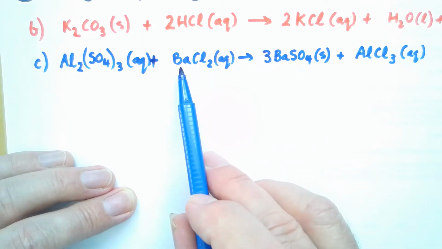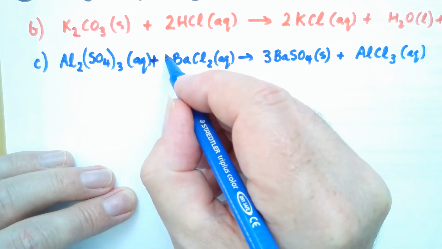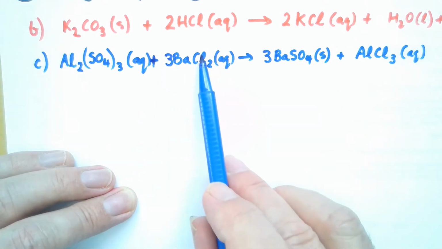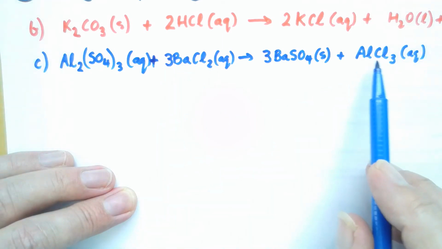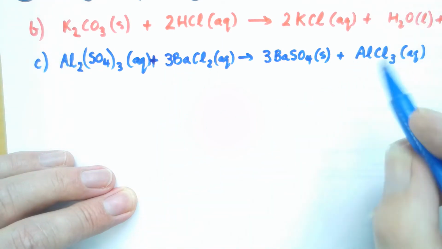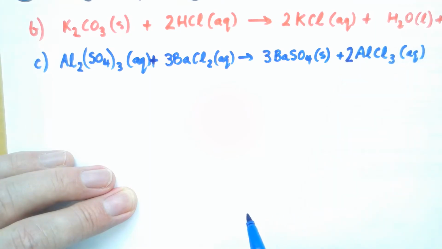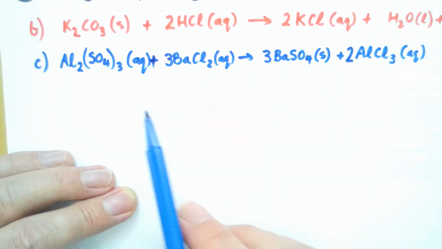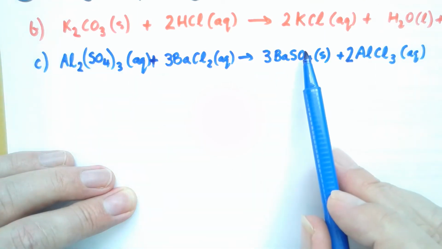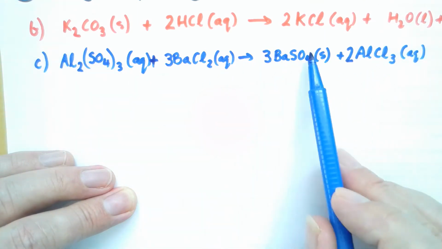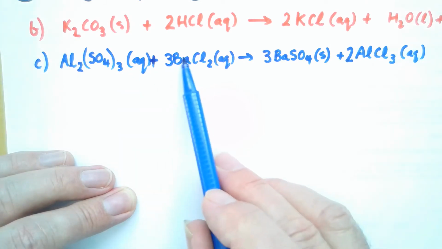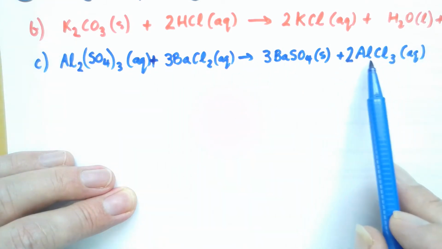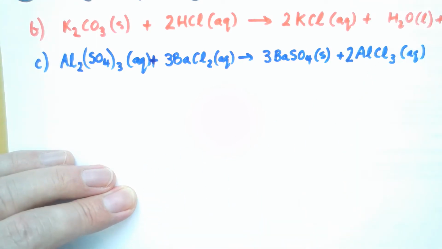We've got 3 bariums here, only 1 barium. Change that to a 3. Now we've got 6 chlorine atoms. We need to put a 2 here. 2 aluminiums, 2 aluminiums. 3 sulfates, 3 sulfates. 3 bariums, 3 bariums. 6 chlorines, 6 chlorines. That all balances.